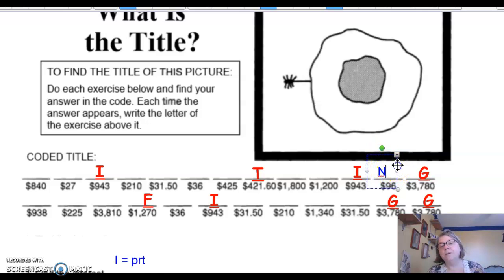And I know that none of my other answers, I shouldn't get 96 again. I'm just looking to see if the 96 is repeated at all, and I do not see that it is repeated. And that's basically real quick practice for percent and just finding the title of this picture.